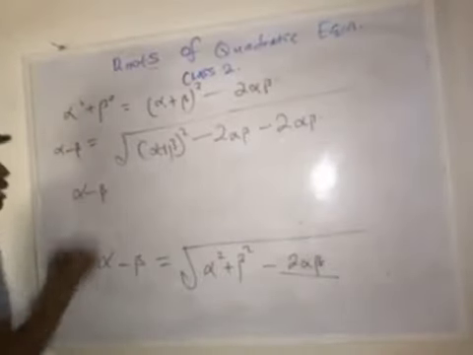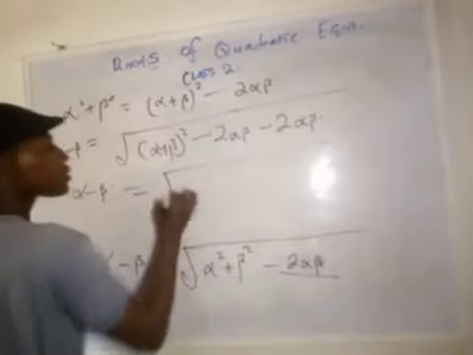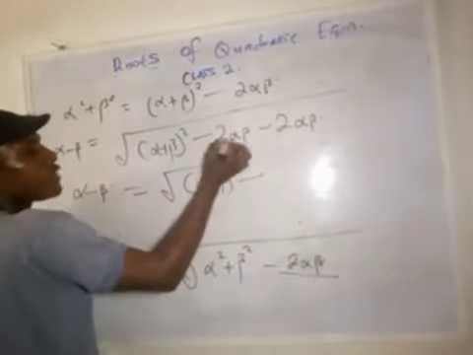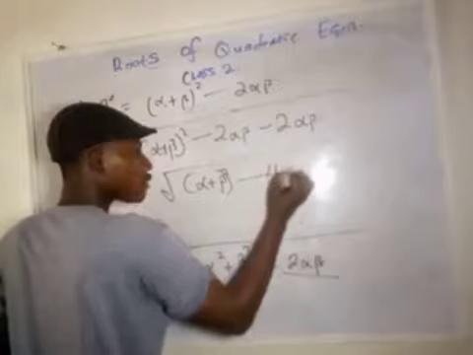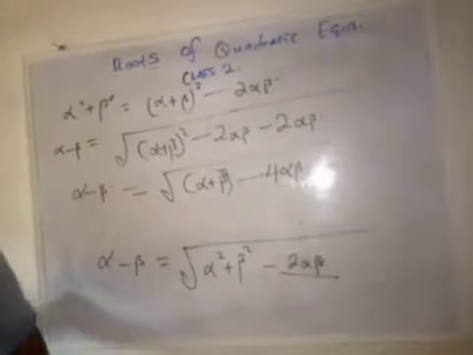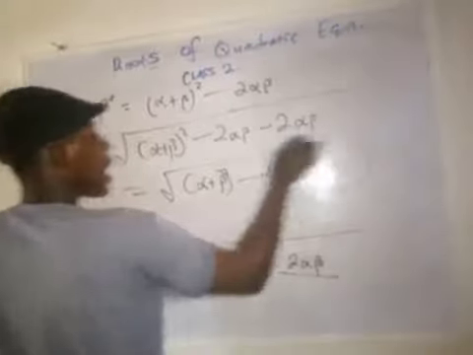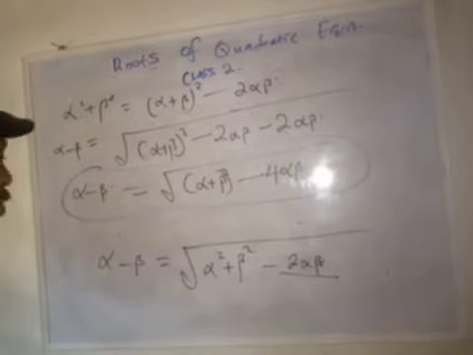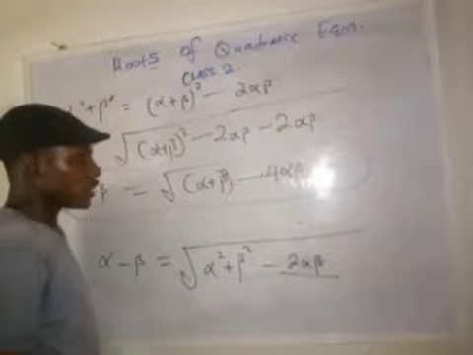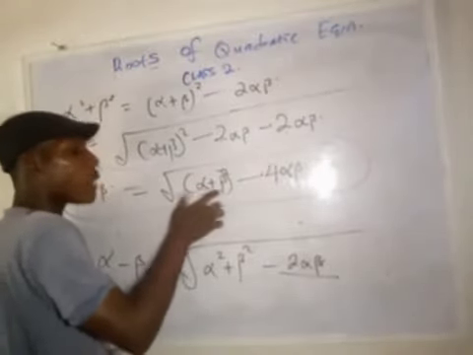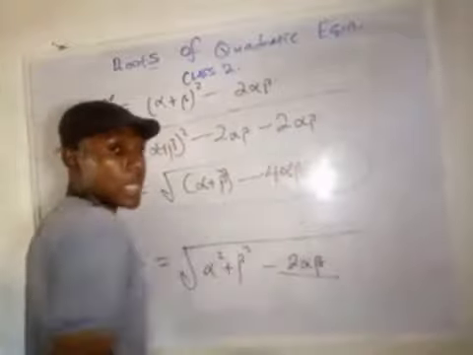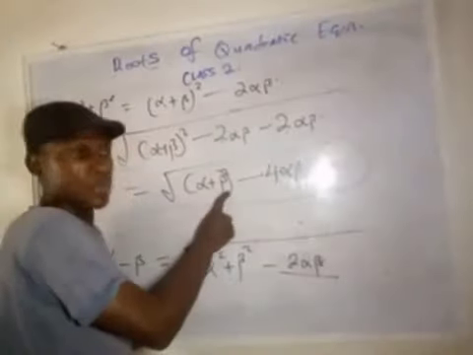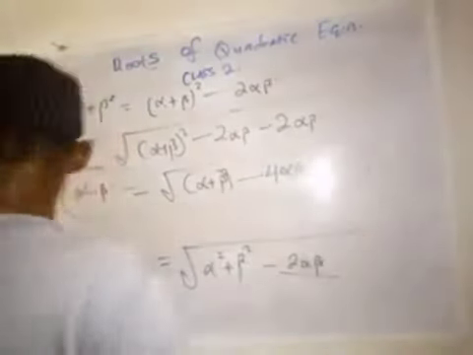And therefore, my alpha minus beta will now be equivalent to the square root of (alpha plus beta) squared minus 4 alpha beta. And this is the expression for alpha minus beta. You can see that in this particular expression, we are still doing it in form of alpha plus beta and alpha beta. That means that in simplifying this expression, you must always get it in form of alpha plus beta and alpha beta. Let's look at another one.